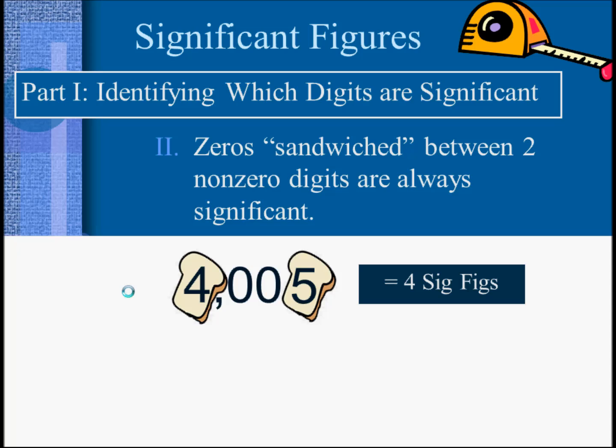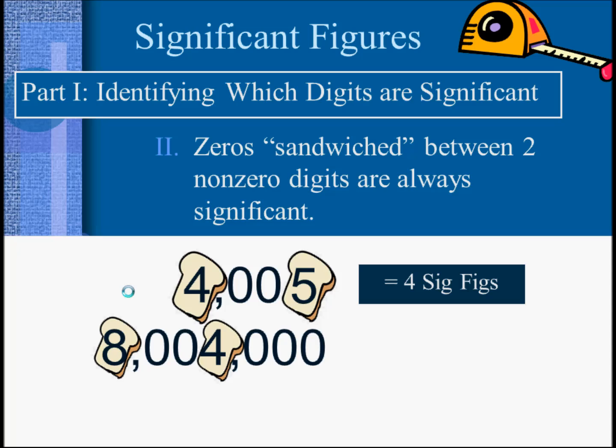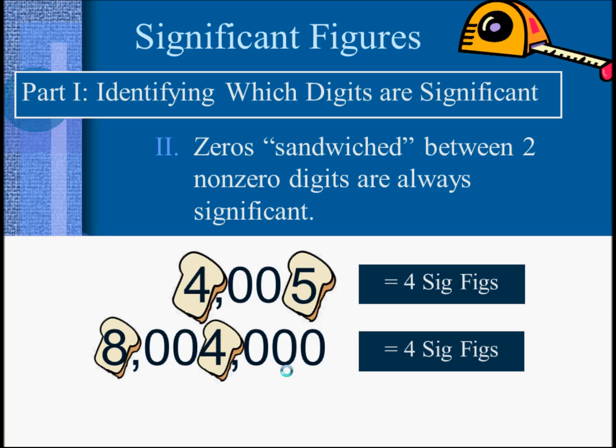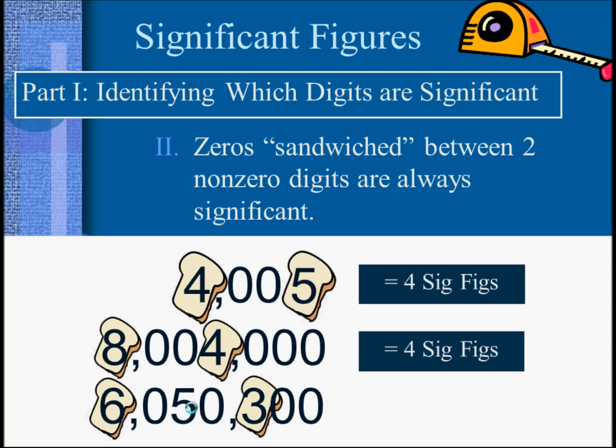If I had this measurement here, in this case, the two zeros on the left are sandwiched between my 8 and my 4, so they're significant. The other three zeros are not. They are merely placeholding zeros, so that number has 4 sig figs. You can even have them spaced out. In this case, I still have these two zeros. The zero on either side of the 5, those are both sandwiched. The 2 at the end are not, so that one has 5 sig figs. So if I have a sandwiched zero, it is definitely significant.